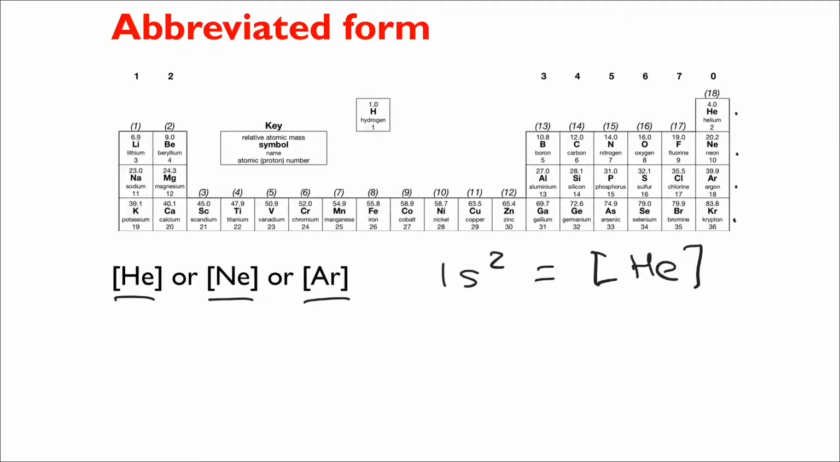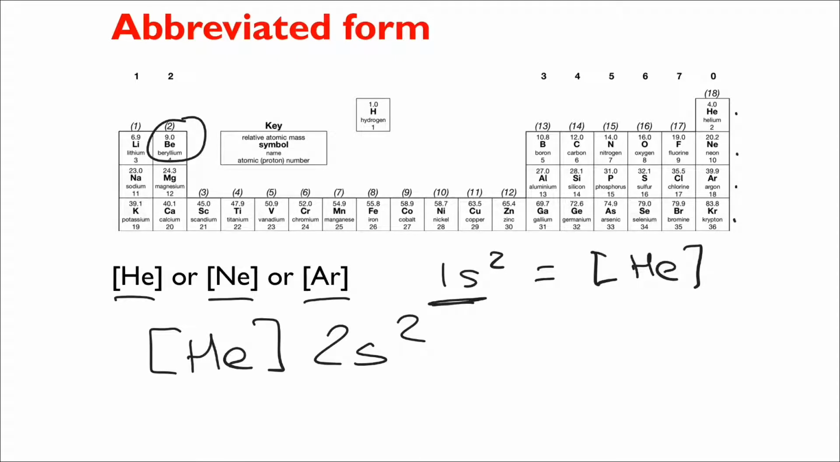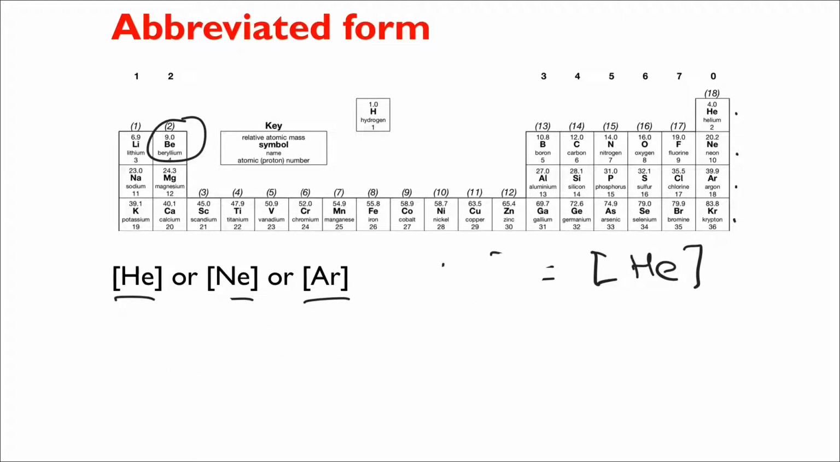If I wanted to do, for example, beryllium, which has 4 electrons, instead of writing out 1s2, 2s2, I can just write helium, because that's the 1s2 electrons, and then just do the electrons after that, which is 2s2. It's quicker and it's easier than having to write out 1s2. Perhaps you're thinking to yourself, why is that? It's not really the case for helium, because writing 1s2 is not that difficult.